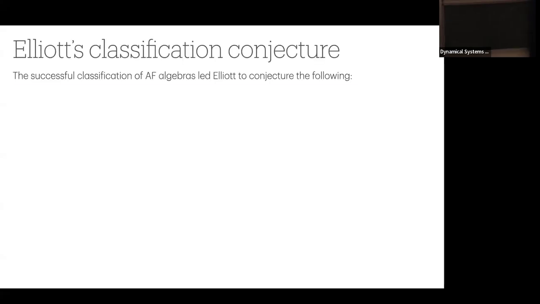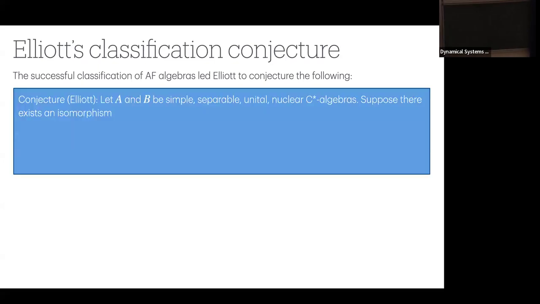Okay, so once Elliott classified his AF algebras by K-theory, he thought, maybe we can do this in much more generality. Maybe we can do something similar for our other version of hyperfiniteness, which is nuclearity. And so he conjectured that if you have two simple separable unital nuclear C-star algebras, and there exists an isomorphism between what I'll call the Elliott invariant, so I will say what this proposed invariant was in a moment, then there exists a star isomorphism of the C-star algebras, and moreover, it will always induce the map you had originally at the level of the invariant.